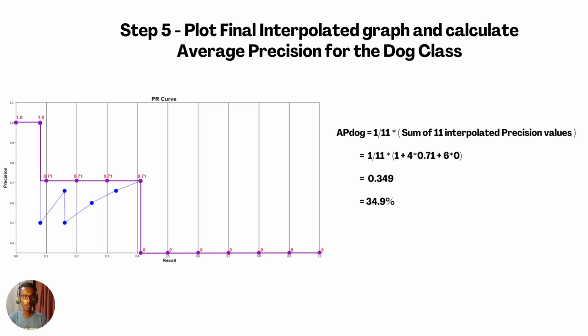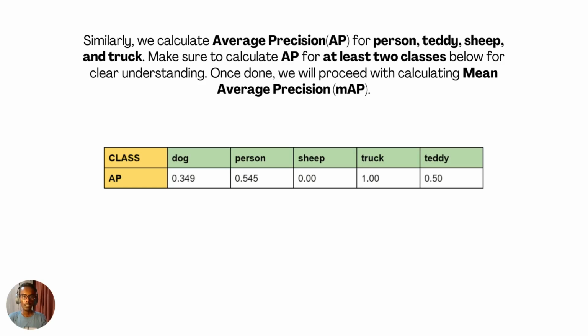For 6 points, we have a value of 0, so we multiply 0 by 6. Then we divide it by 11 in order to find the average precision. And in this case, for the dog class, we have an average precision of 34.9%.